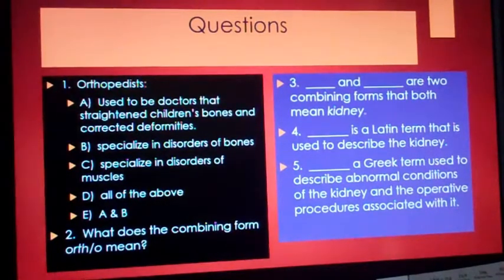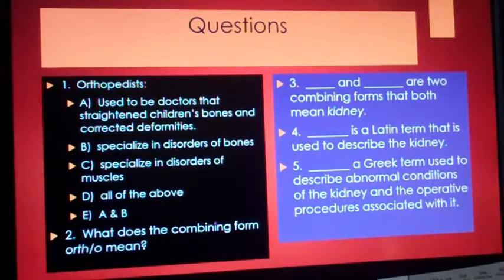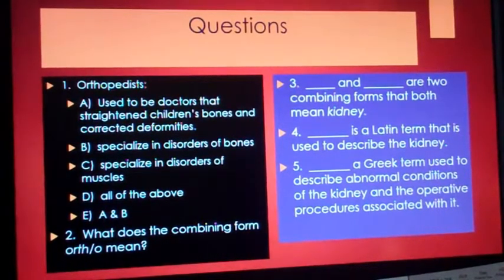Questions. Number 1, orthopedists, A, used to be doctors that straightened children's bones and corrected deformities. B, specialize in disorders of bones. C, specialize in disorders of muscles. D, all of the above. E, A and B. Number 2, what does the combining form ortho mean?